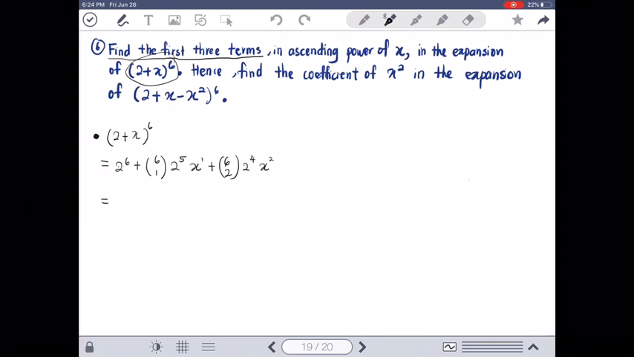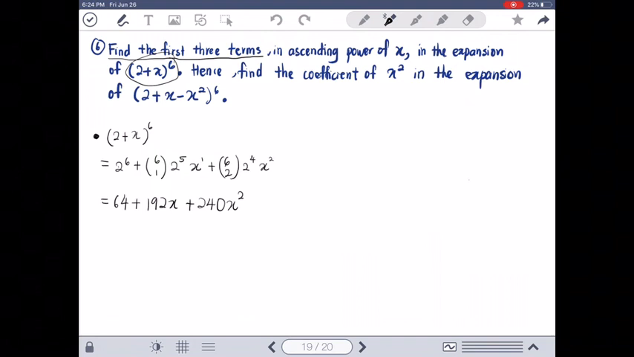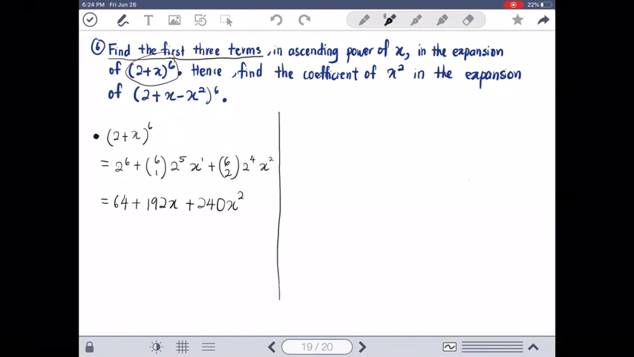So the answer should be 64 plus 192x plus 240x squared. You can just use your calculator to find the coefficient of x and x squared. So we are done with the first part. Now we move to the second part.